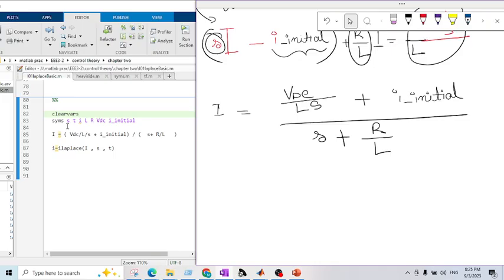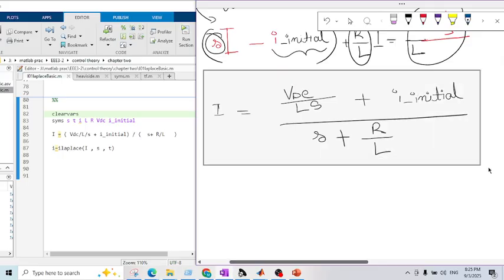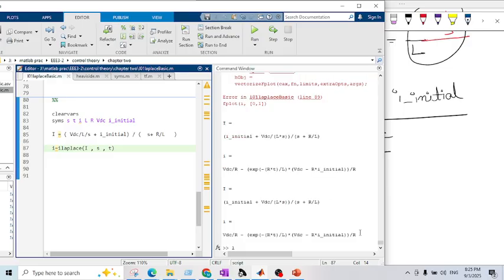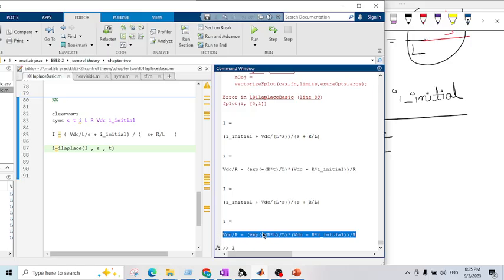Okay, so now let's make this equation. You see I have made this equation here, and then I have applied an inverse Laplace function. It's a built-in function of MATLAB. So I want to transform I, so let's write here I, and I is a function of s, so let's write s, and we want to convert this s domain into time domain, so let's write here t. And let's see if I run this portion, you see I obtained the equation. So this is the equation of the current across the inductor.